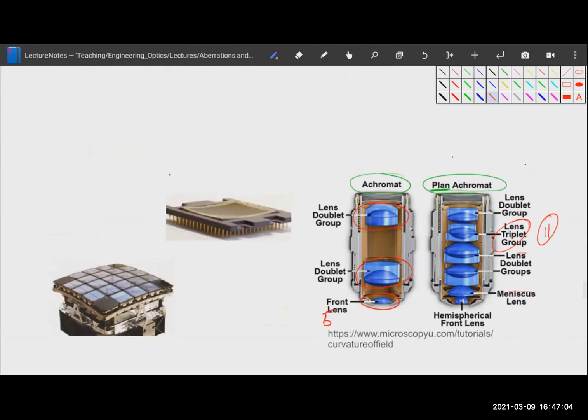Now, there's been a lot of innovation in this recently. I think it's Nikon, I can't remember who's making these now, but people have started making curved image sensors for cameras.